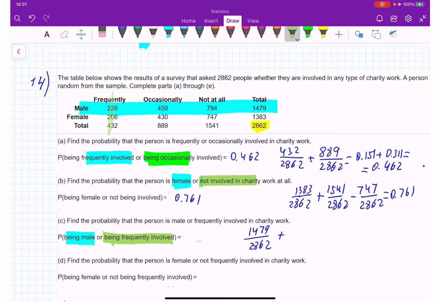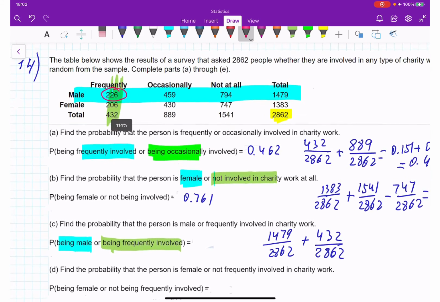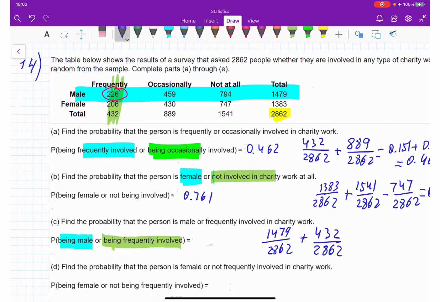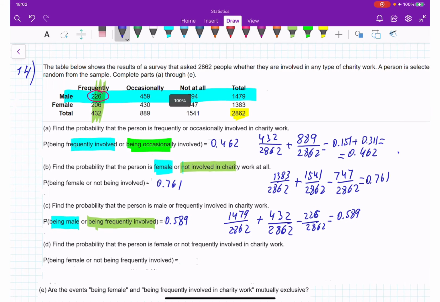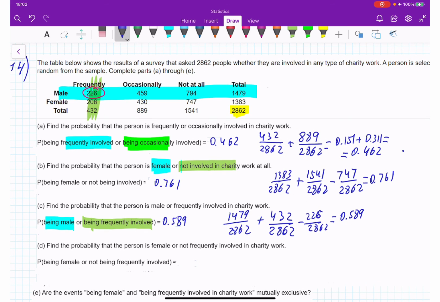Where is frequently involved? Here. Plus 432 over 2862 and minus, because we have here overlapping, 226, I'm sorry, over 2862, and the result is going to be 0.589.